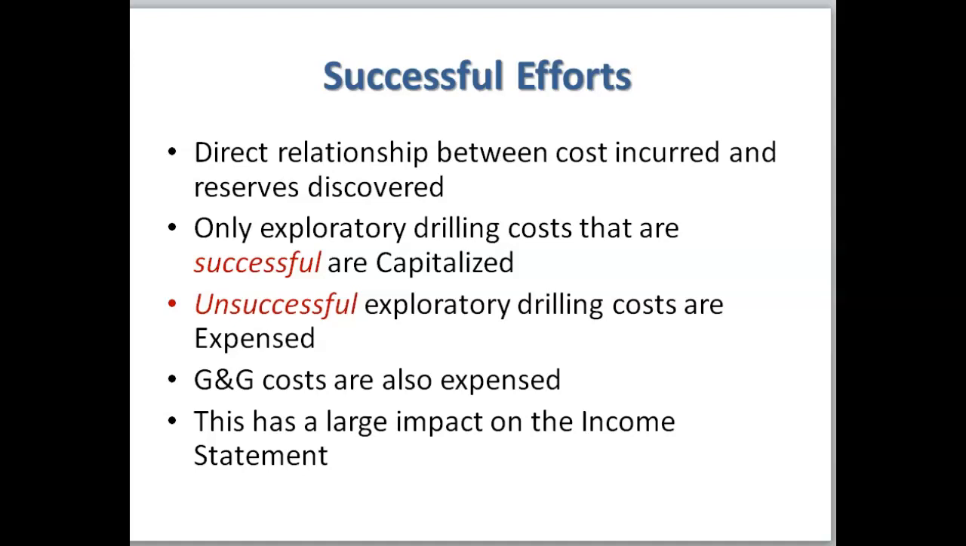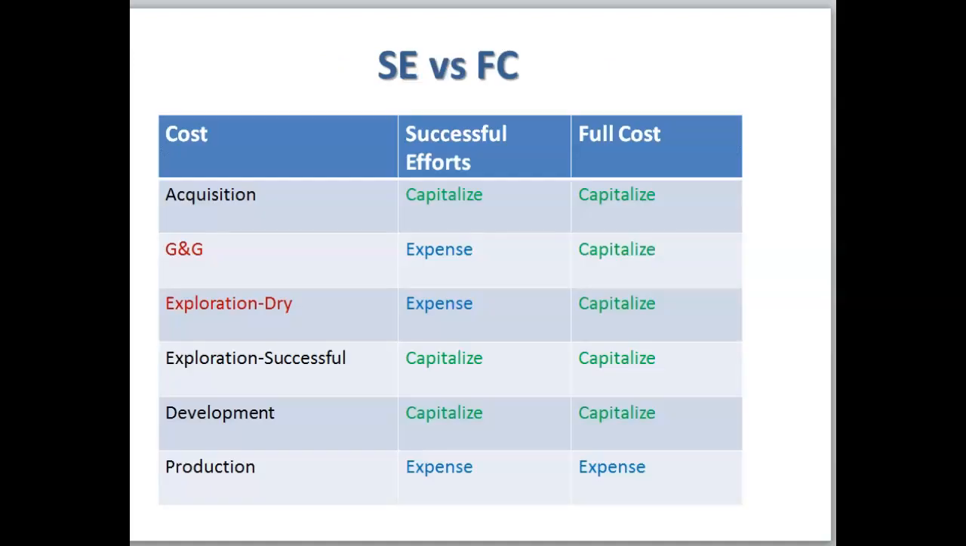You can also have geological and geophysical costs that are going to be expensed. So as we look at our examples, we will see that these are some large dollar numbers. They're going to have a large impact on our income statement. So to compare the two methods, successful efforts versus full cost. You have your acquisition costs. Remember, these are to acquire the property. They're going to be capitalized under both methods.